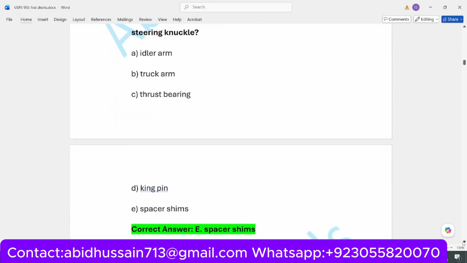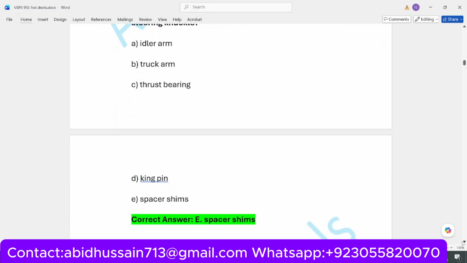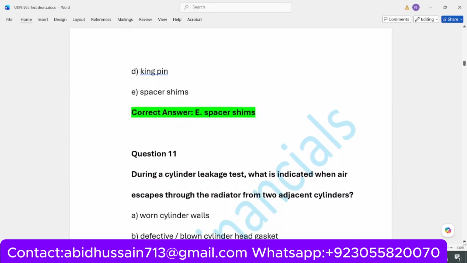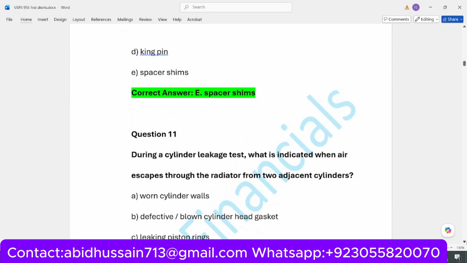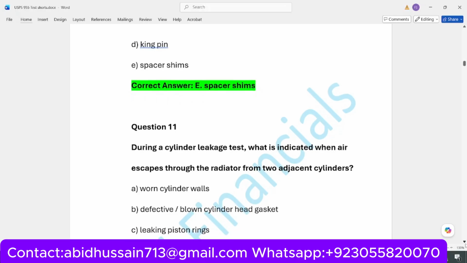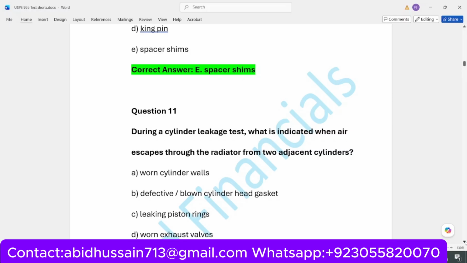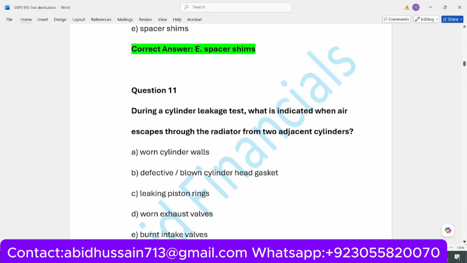Question number 11. During a cylinder leakage test, what is indicated when air escapes through the radiator from two adjacent cylinders? Option A, worn cylinder walls. B, defective blown cylinder head gasket. C, leaking piston rings. And D, worn exhaust valves. E, burnt intake valve. The correct option is B, defective cylinder head gasket.